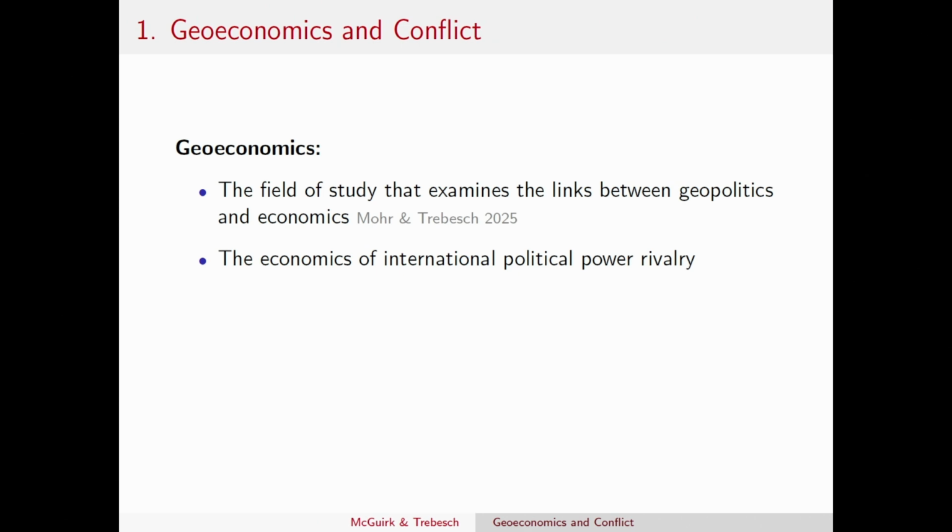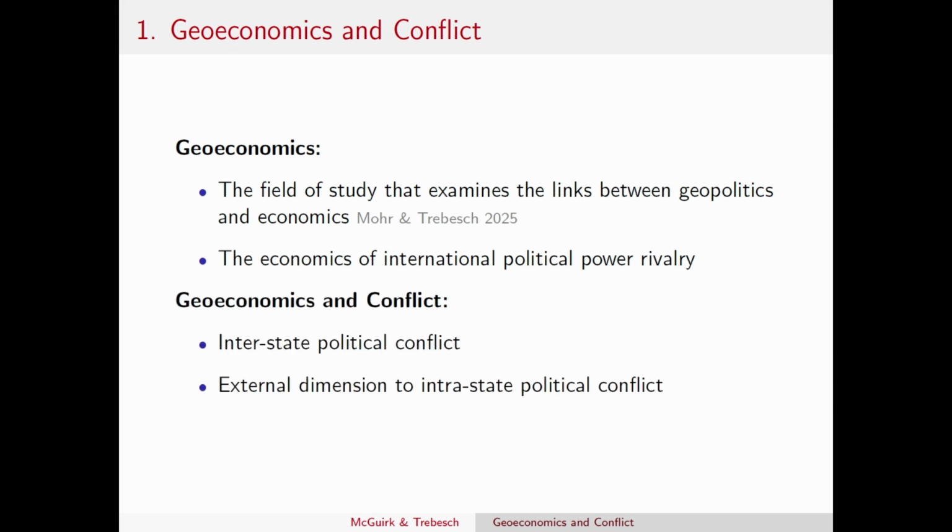And again, just to be very explicit, how we're understanding this intersection with conflict is specifically on two broad areas. One, interstate political conflict, and the second, any external dimensions to intrastate political conflict, right? Think of causes or consequences that cross borders. So it's broad, but following this morning's meeting, I'm quite glad that it is broad.